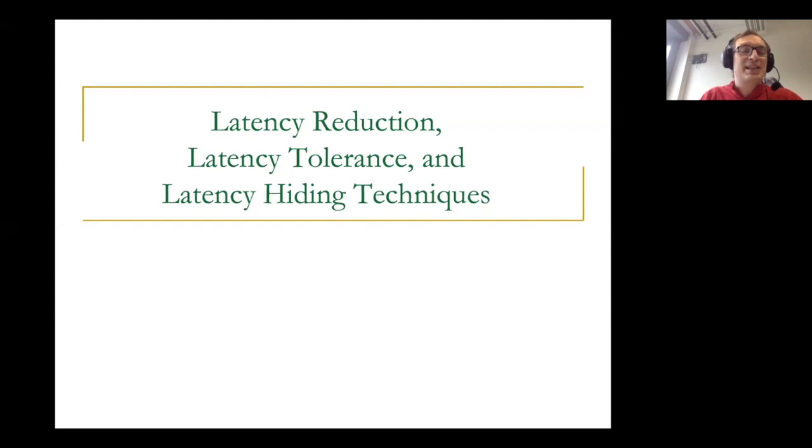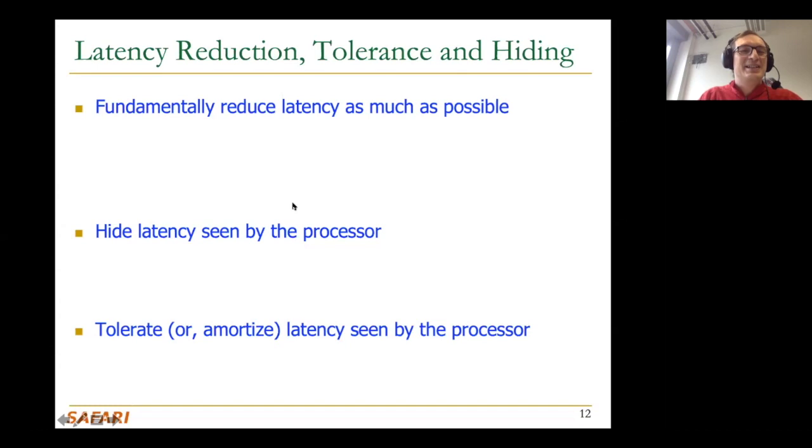Clearly, memory latency is important. And if you're in a processor-centric world, you would like to reduce the latency experienced by the processor. But let me distinguish between these three terms just for the sake of it. I think of different things when I say latency reduction, latency tolerance, and latency hiding, let's say. And this is an attempt at distinguishing between them, basically.